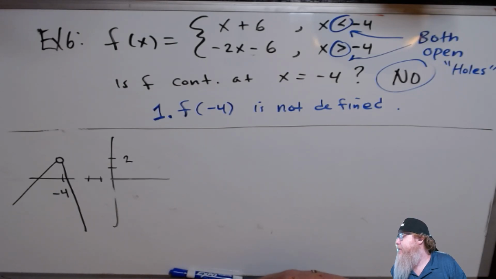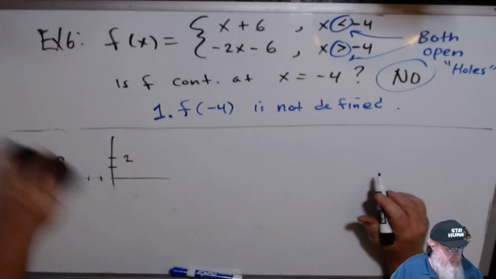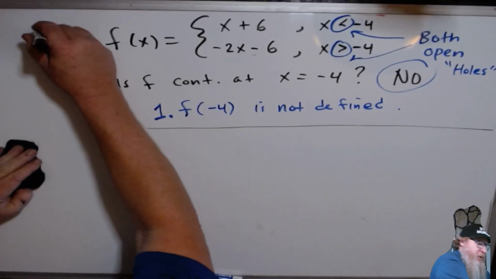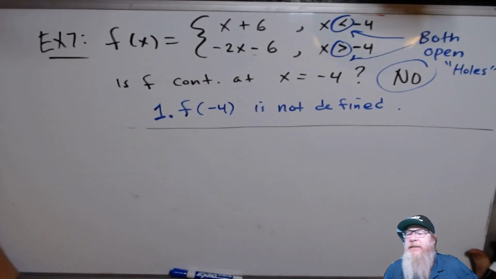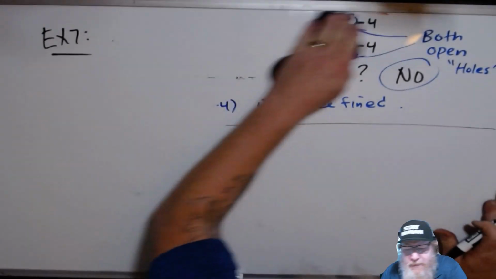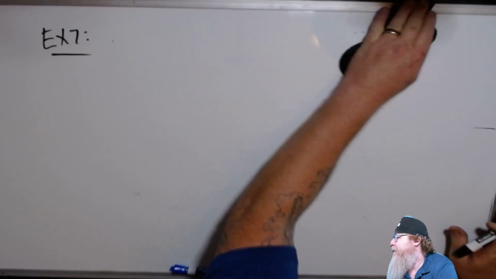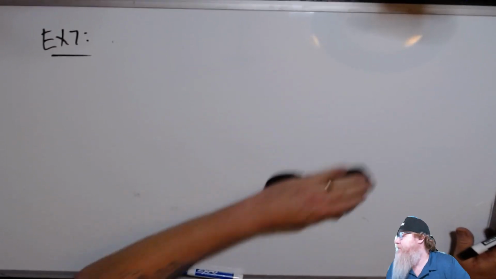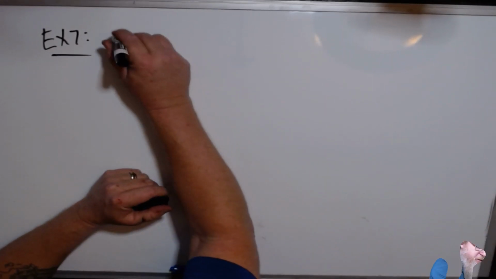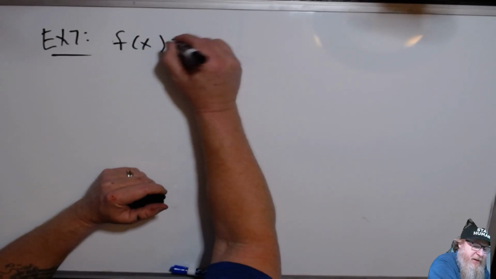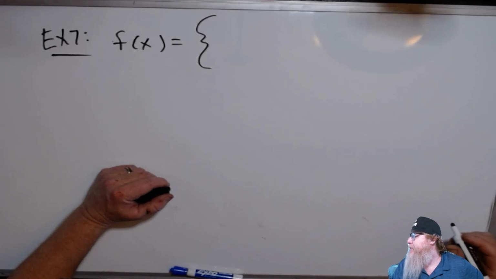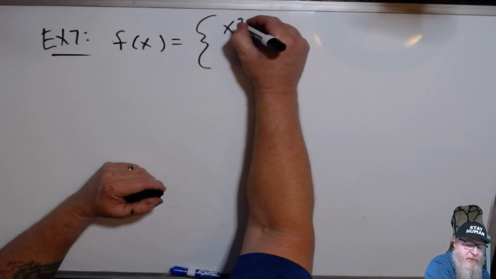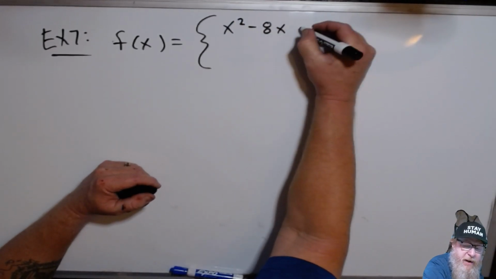All right. Let's try another one. It's pretty much all we're doing in this lecture, so we might as well get as many of them done as we can. I'm kind of showing you all the different types of piecewise functions as well. So you can think of this as sort of a catalog of different types of piecewise functions. Here's another one with a parabola.